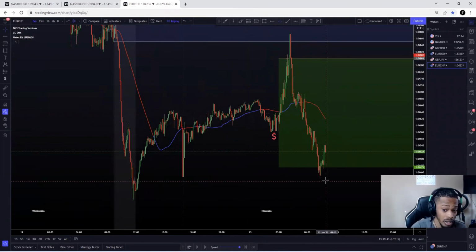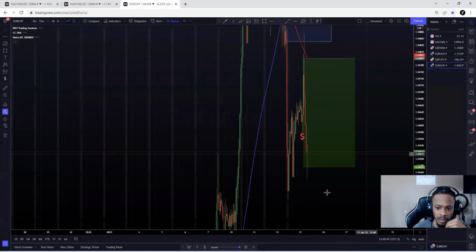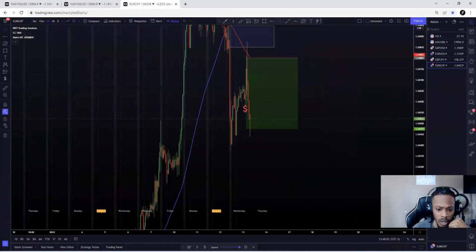If you're all the way down here, you need to be trailing your stop loss. There's not even any point to just... okay, maybe you can go. Let's see what it looks like if we go on a 1 hour.